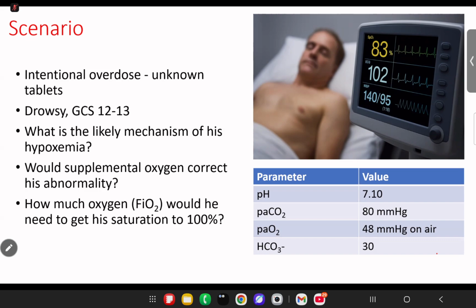26.5. Excellent. 27, we call it 26.5. Okay, 27. So that is what we call the P50 value. What is the importance of the P50 value? To draw the oxygen dissociation curve, we need 3 points. So 1 point is P50.